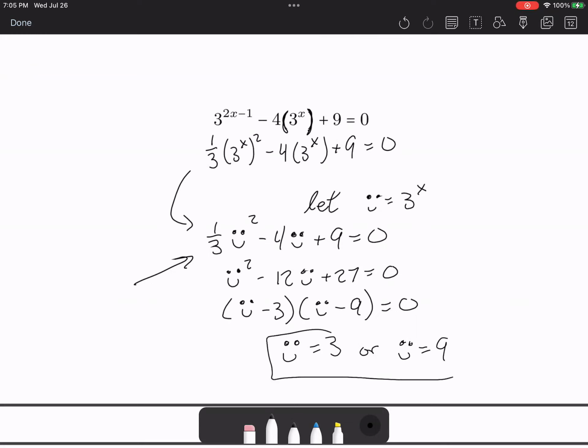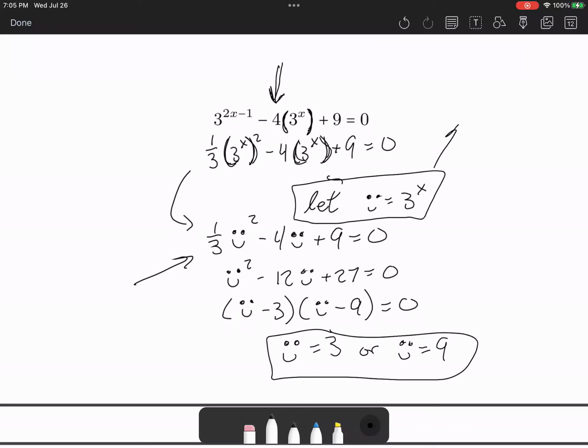So now that we know what smiley face is, we're not done, right? We wanted to solve this equation for x. But here's the relationship between smiley face and x, right? We gave ourselves a new variable by recognizing a pattern inside the original equation. We solved for the variable, and now we can take this and solve for x.